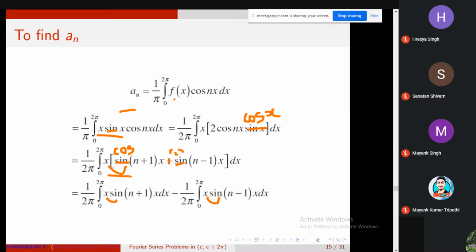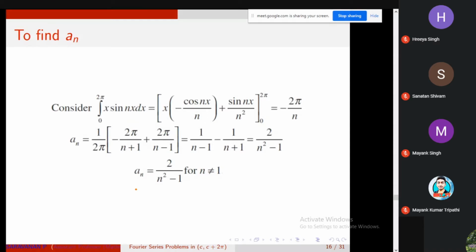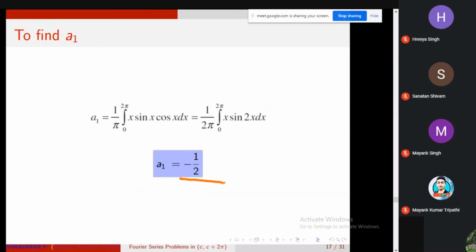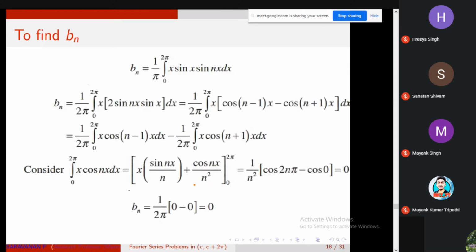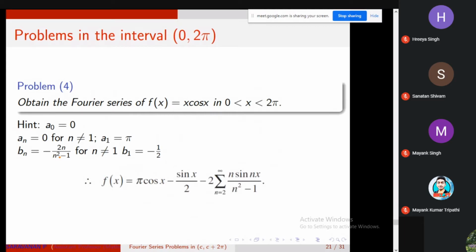Is it clear? So here you can note that an is 2 by n square minus 1, a1 is minus 1 by 2, bn is 0 for n not equal to 1, and b1 value is pi. So there it will be reversed. You will get a0 as 0, an you will get 0, bn you will get 2n divided by n square minus 1 for n not equal to 1. There we have got b1 as pi, so here we will get a1 as pi. And there we have got a1 equal to minus 1 by 2, here we will get b1 equal to minus 1 by 2.